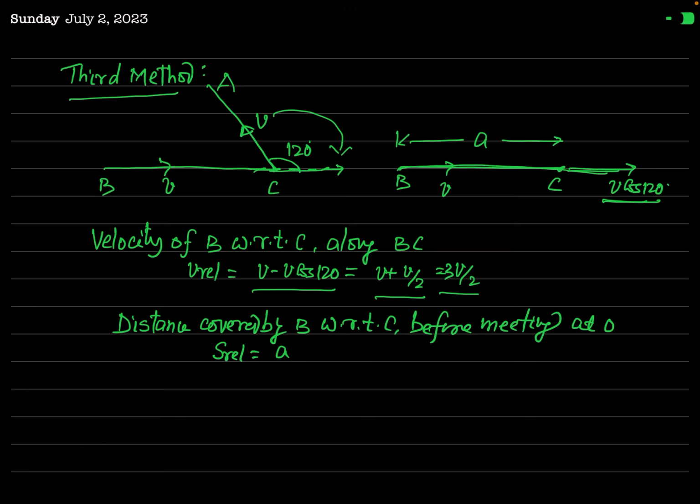And again, as C is stationary in its own frame, you can say that in this frame B will meet C at this position C. And so the distance covered by B with respect to C, the relative distance, will be S relative equal to a. Therefore, the required time of meeting will be S relative by V relative, which is a divided by 3V by 2, equal to 2a by 3v.